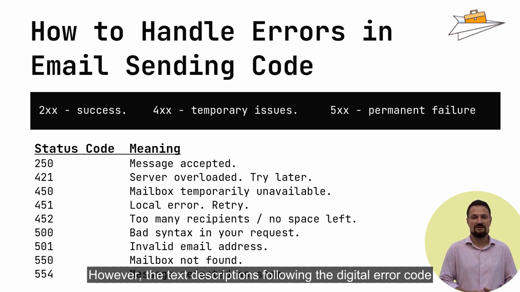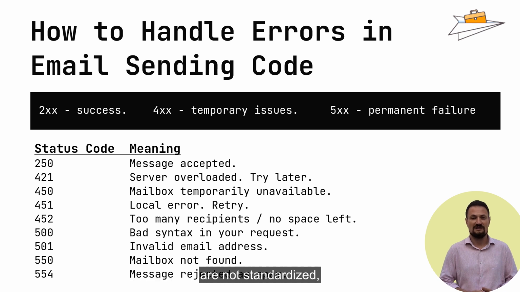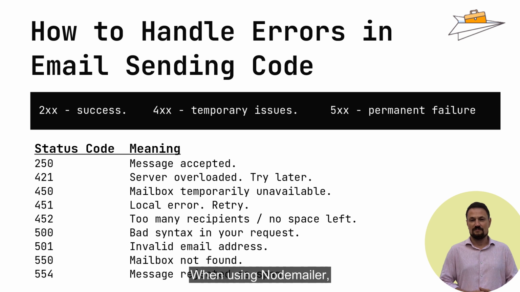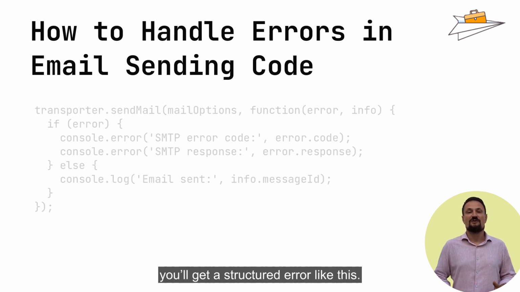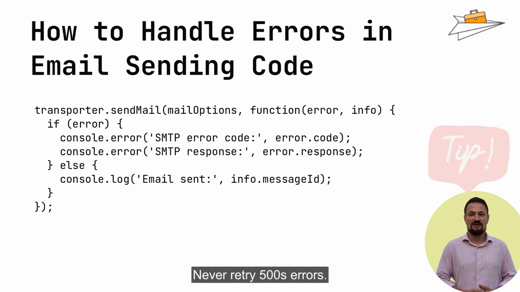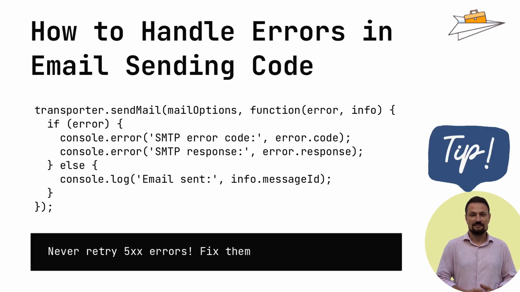However, the text descriptions following the digital error code are not standardized and should not be relied upon for error processing. When using NodeMailer, you'll get a structured error like this. Use these to decide whether you should retry, alert the user, or skip the recipient. Bonus tip for all senders: never retry 500 errors, fix them first.